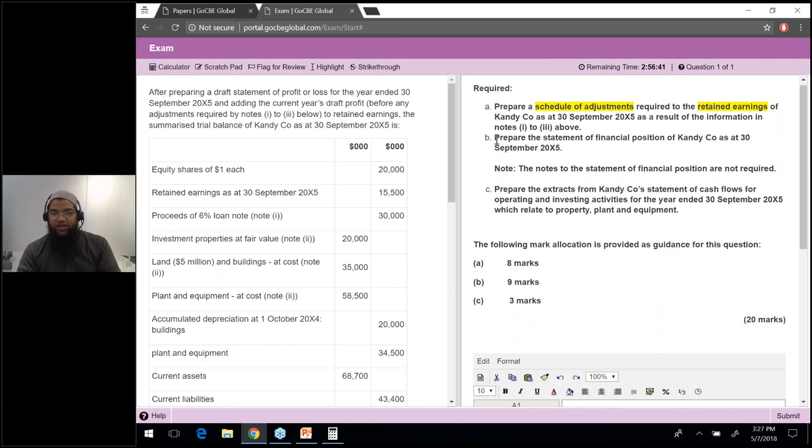In part B, the question says prepare a statement of financial position, which means a balance sheet, of Candy Company as at 30th September 20x5. This is my year end. And the question says that the notes to the statement of financial position are not required. So we're not going to prepare any notes. We will be preparing the schedule of adjustments, and we will be preparing the balance sheet.